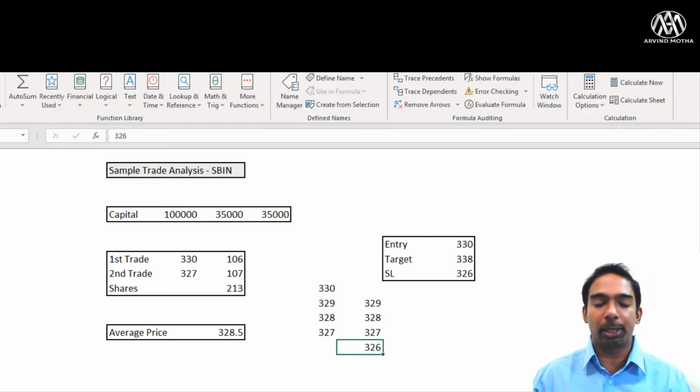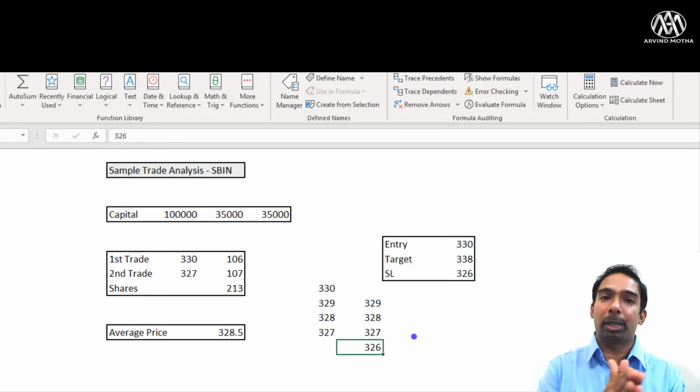I'll exit the trade. In case I didn't take the second trade, I would be losing 4 rupees per share. But here I'll be losing only, I think, 2.5 rupees per share, which is a lesser loss compared to the first trade alone, right? That is the benefit of averaging when the price is falling.